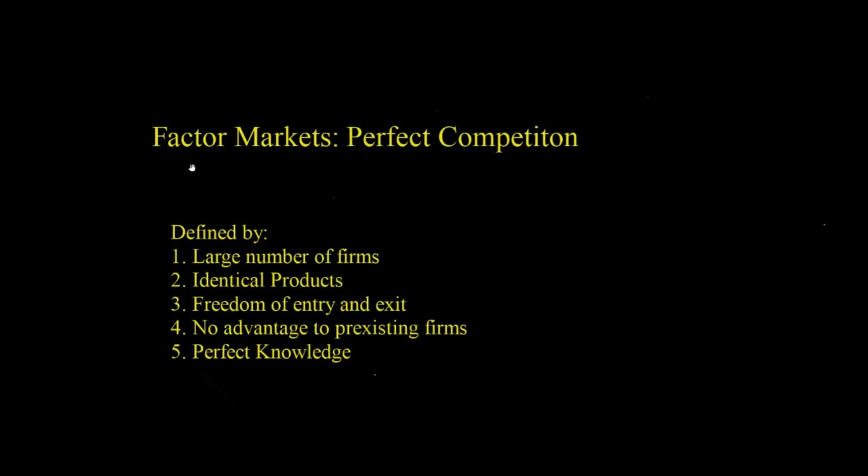Perfect competition is an idealized scenario in economics in which all firms are on an equal playing field. Traditionally, firms are the producers and household consumers are the buyers. But in factor markets, the firms are the buyers and the household consumers are the sellers, and households are selling the factors of production. Perfect competition in general is defined by, first, a large number of firms.